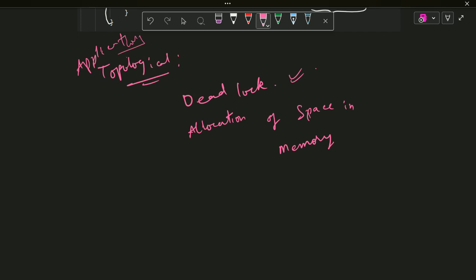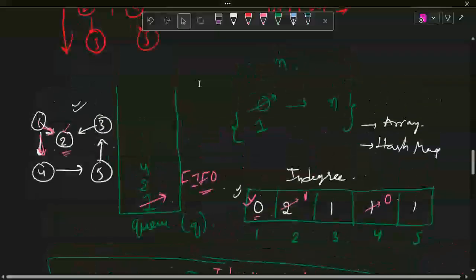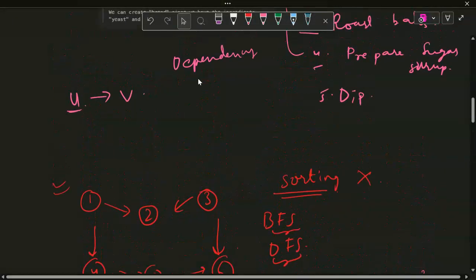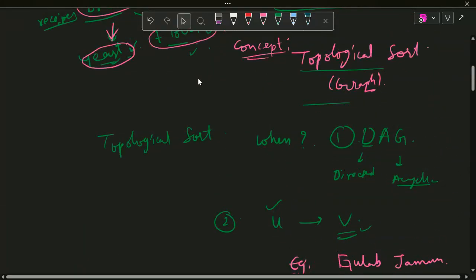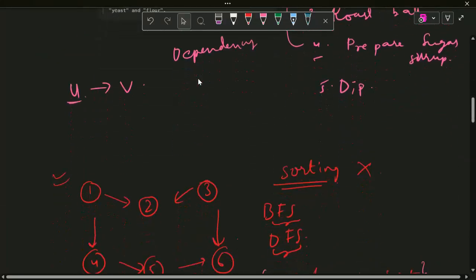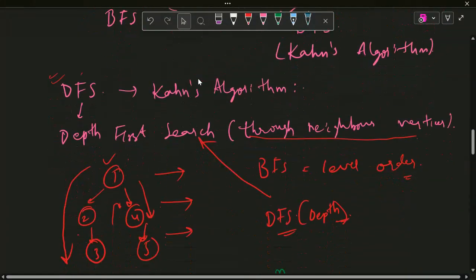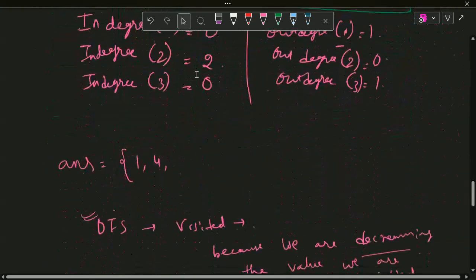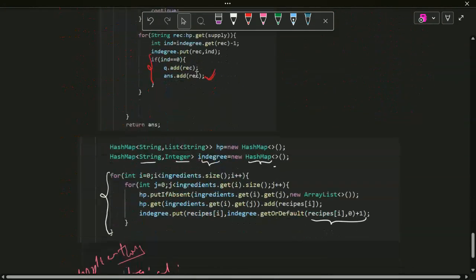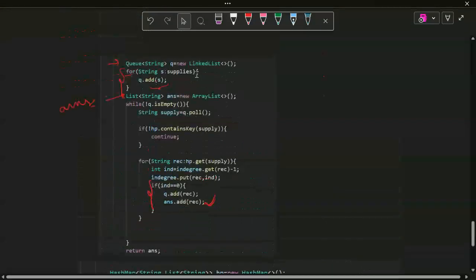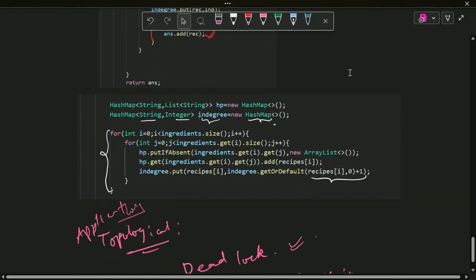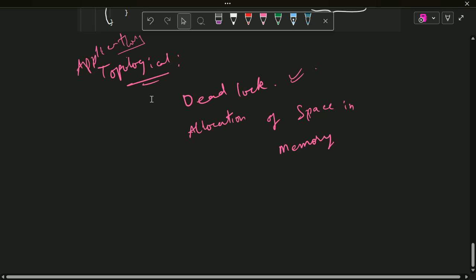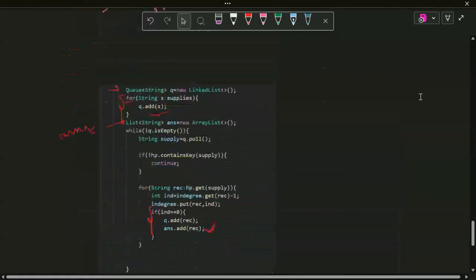Here, my dear friends, I have clearly explained the intuition for this problem and how we can work through these dependencies. For solving dependencies, we use a topological sort. I have explained how topological sort works, I have explained the code for this problem statement, and I have explained the applications. This is the problem statement, my dear friends.